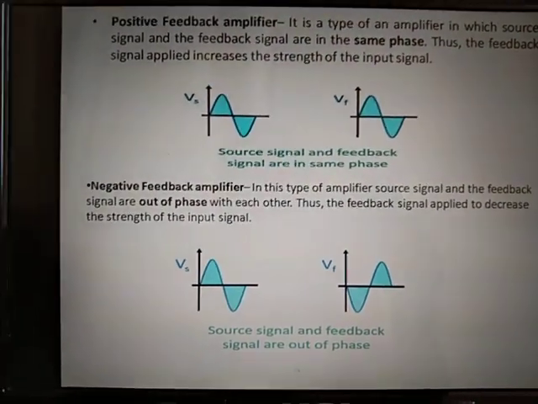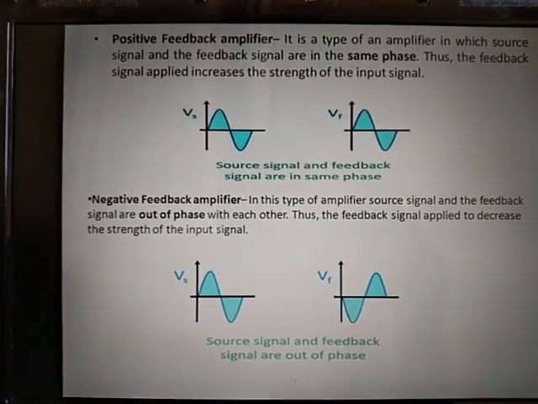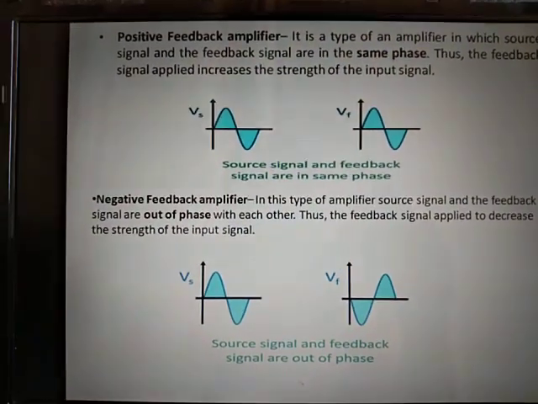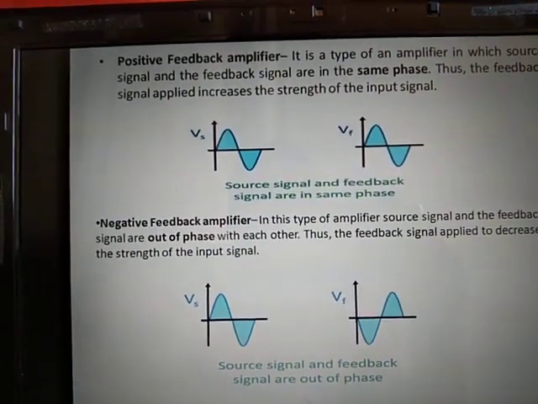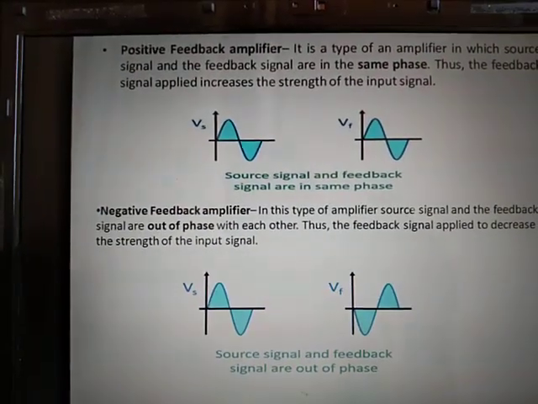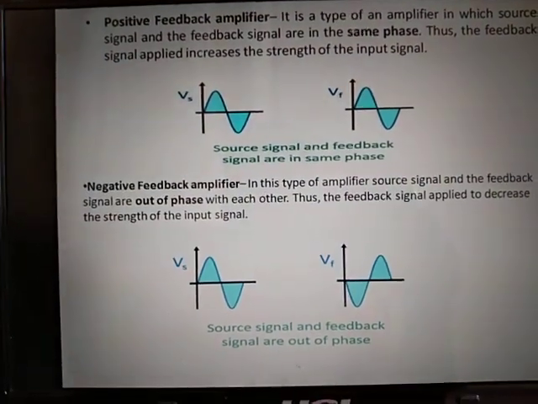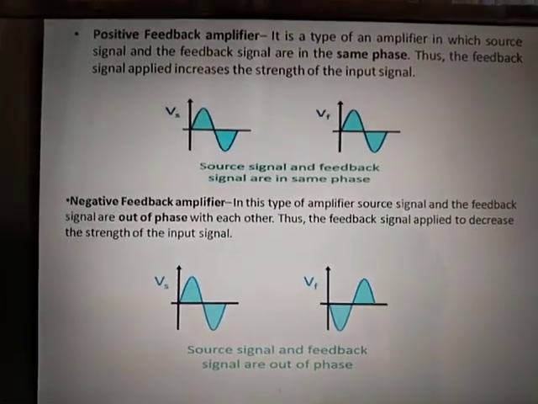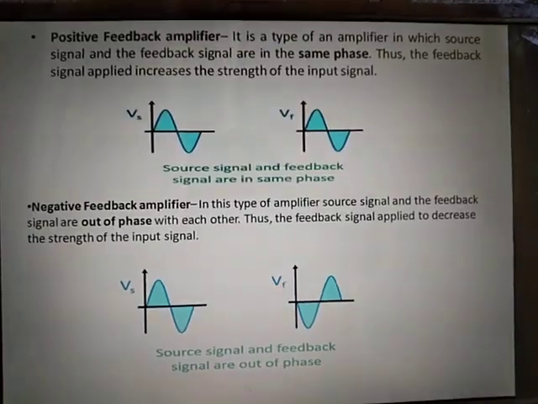The second one is the negative feedback amplifier. In this type of amplifier, the source signal and the feedback signal are out of phase. Any type of source voltage and feedback voltage are out of phase. What is the difference between the positive feedback amplifier and the negative feedback amplifier? In the positive feedback amplifier, both the source signal and feedback signal are in the same phase, no change. In the negative feedback amplifier, the source signal and feedback signal are out of phase. In this module you are going to discuss the negative feedback amplifier.